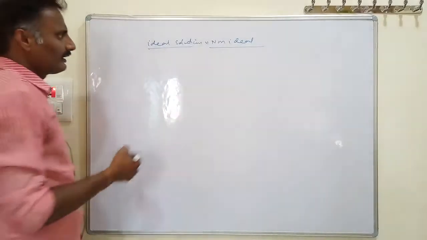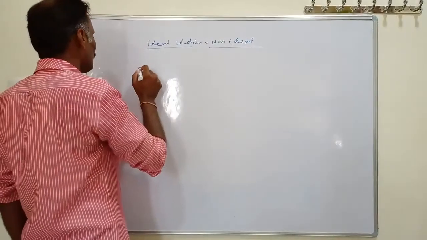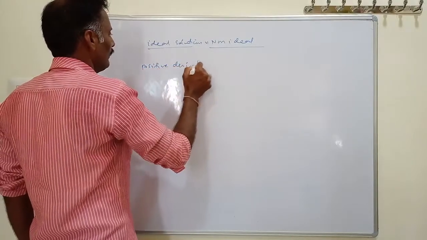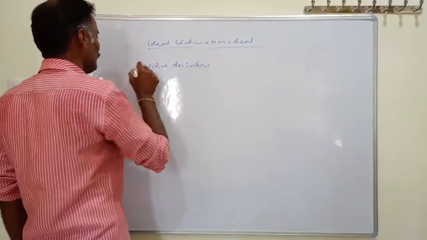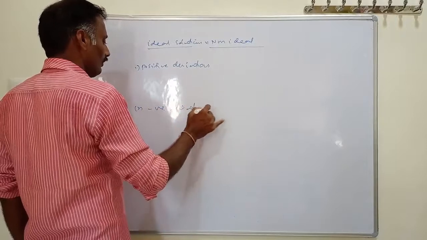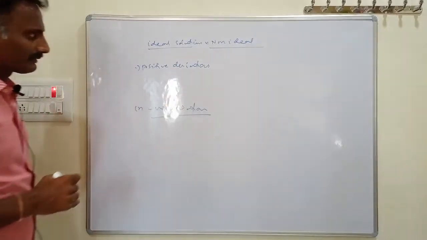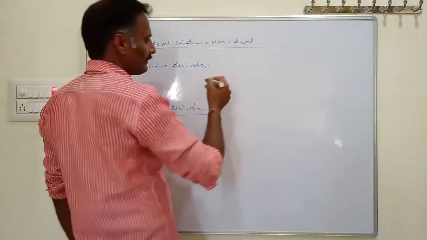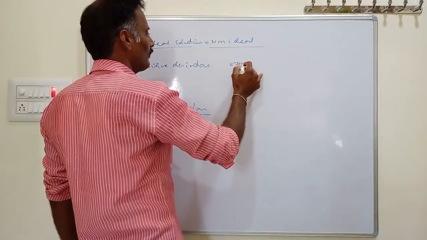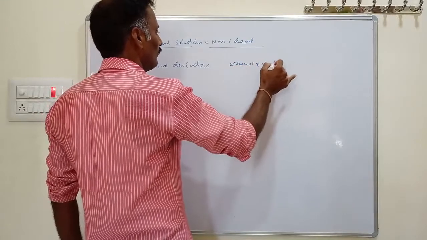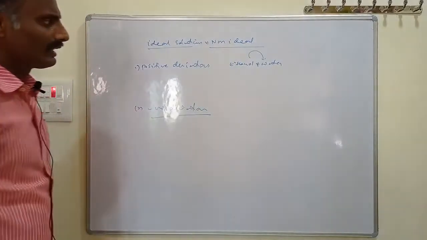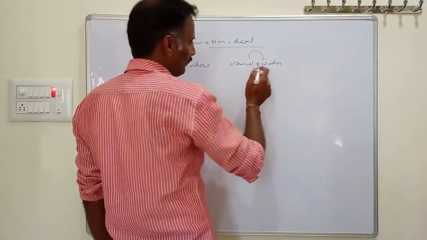Then in non-ideal solutions we have two types. One is non-ideal solutions showing positive deviations, and the other is non-ideal solutions showing negative deviations. What are negative deviations and what are positive deviations? For example, take ethanol and water. If you are adding ethanol into water, what happens?